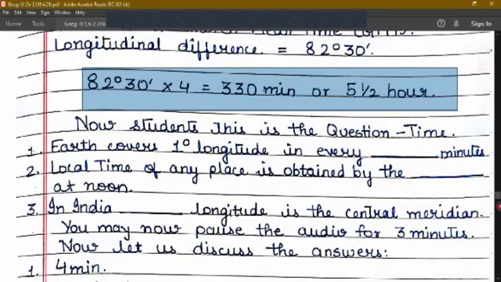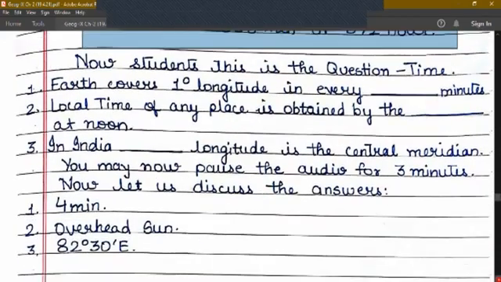Now children, let us discuss their answers. Answer number 1 is 4 minutes. Answer number 2, the overhead sun. And answer number 3 is 82 degree 30 minutes east longitude.